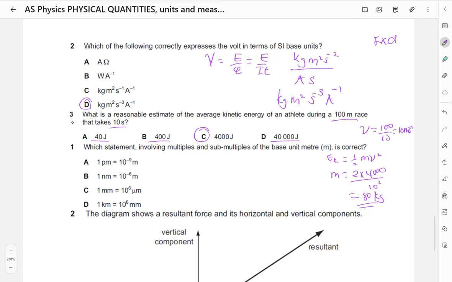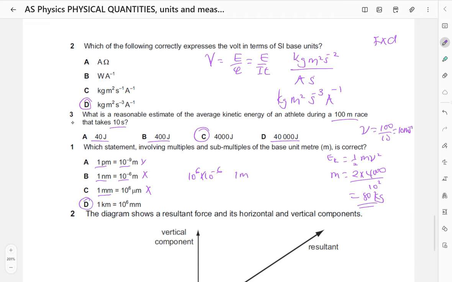Which statement involving multiples and submultiples of the base unit meter is correct? 1 pico is 10 power negative 9. That is wrong. Pico is negative 12. Nano, 10 power negative 6. Nano is 10 power negative 9. 1 millimeter is 10 power 6 micrometers. Remember, micro is 10 power negative 6. So you have 10 power 6 times 10 power negative 6. That gives us 1 meter. That means 1 millimeter is equal to 1 meter, which is wrong. So the answer is going to be D.